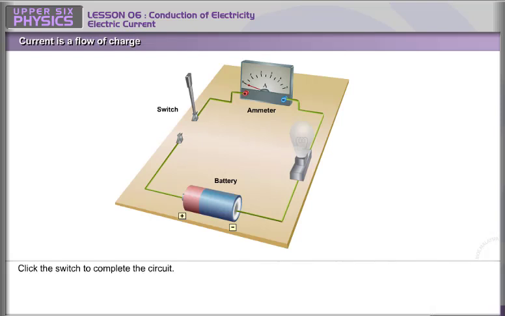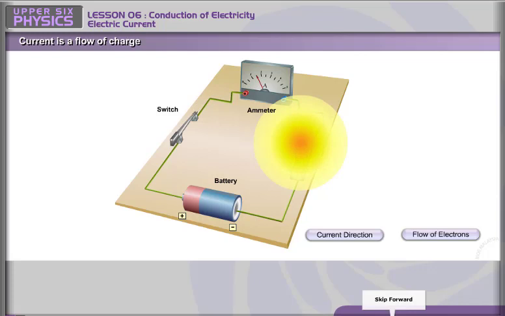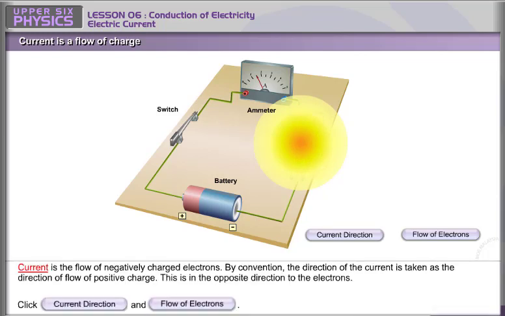Click the switch to complete the circuit. Current is the flow of negatively charged electrons. By convention, the direction of the current is taken as the direction of flow of positive charge. This is in the opposite direction to the electrons. Click the current direction button and the flow of electrons button.